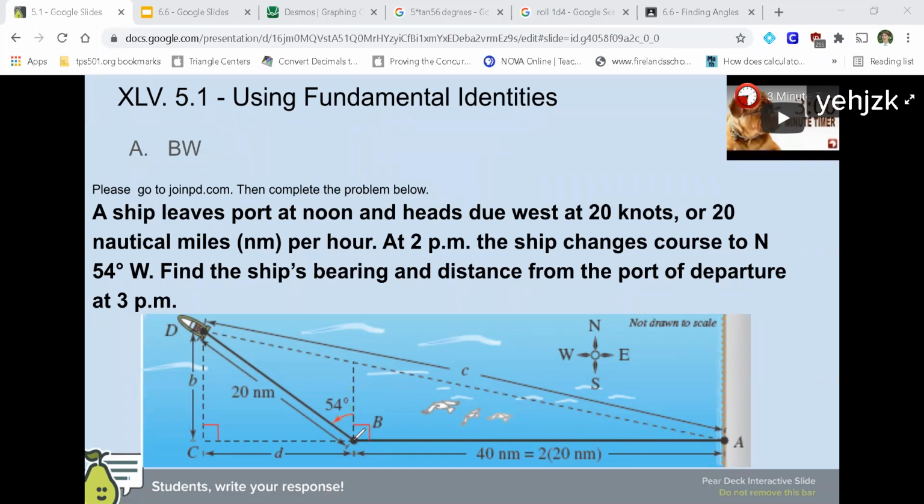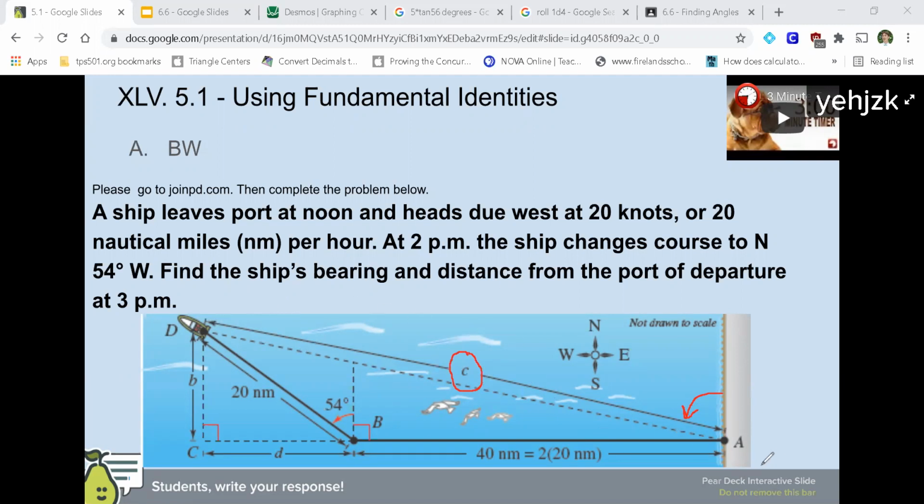At 2 p.m., point B here, you change your bearing to north 54 degrees west, as shown here, and you continue traveling for another hour when at 3 p.m. your boat breaks down. Oh no. You need to find your bearing and the value of C so that you can let the Coast Guard know how far you are from port A and in which direction.